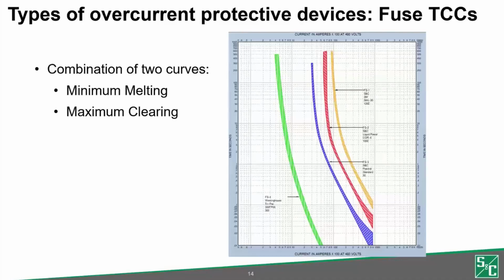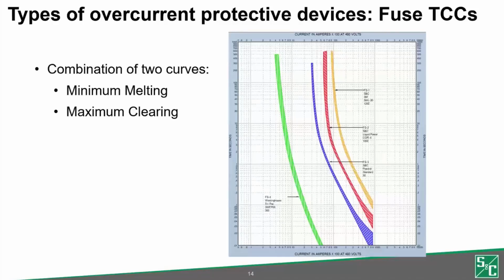Fuses look like this when we try to plot them on log-log plots. Shown here are some of the common fuses usually available, and their respective time current response. Most fuses have two curves associated with their time current response. The minimum melting curve is the faster response curve, which is indicative of the response when the fuse starts to melt. And the slower curve is the maximum clearing curve, representative of the total time that it will take the fuse to completely melt and clear that fault.